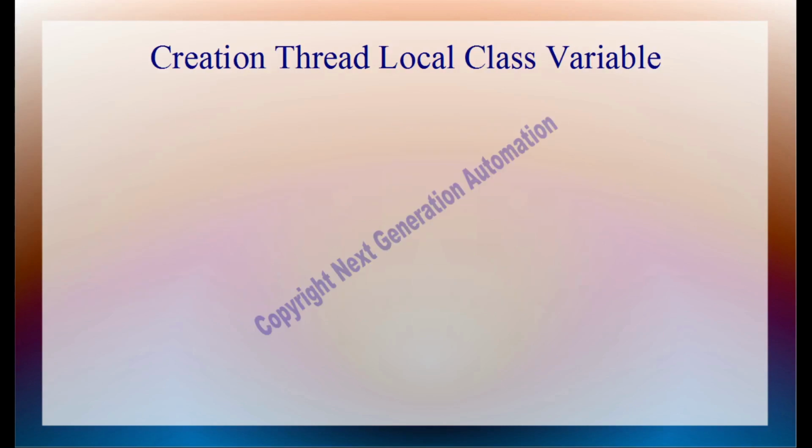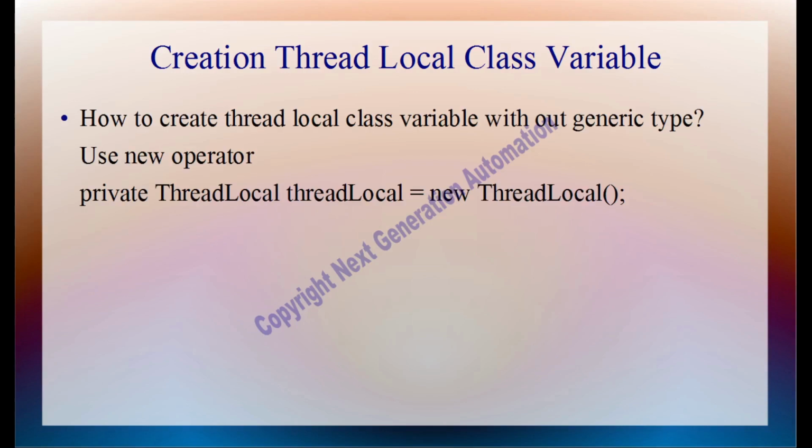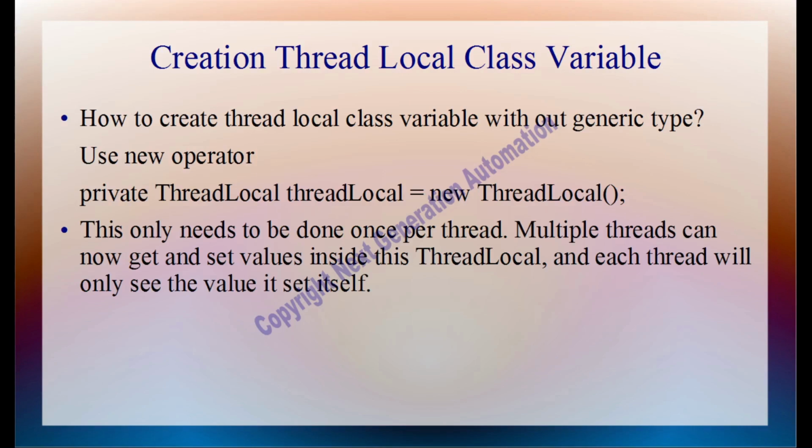Next is how to create a ThreadLocal class variable. There are two ways a ThreadLocal can be created: one with a generic type and the other without a generic type. If you are using it without a generic type, you just need to use the new operator. Here is an example: private ThreadLocal threadLocal = new ThreadLocal. This will create a ThreadLocal variable of type ThreadLocal class without a generic type. This needs to be done once per thread, and multiple threads can now get and set values inside this ThreadLocal variable, and each thread will only see the value in itself.